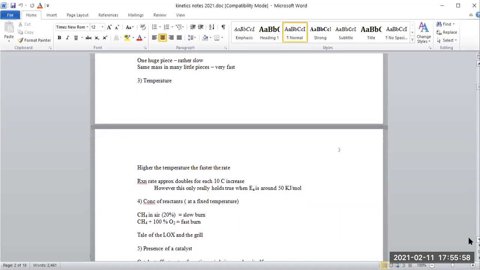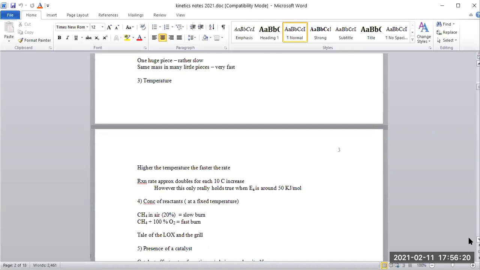Concentration also affects. This is an independent variable from the temperature. Yes, it is possible to change both concentration and temperature at the same time, but then you're not controlling one variable if you do that.